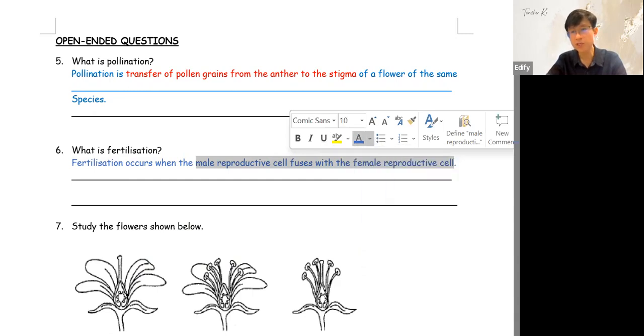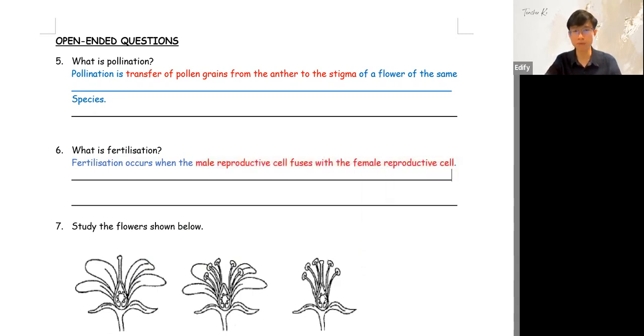Now, is this referring to fertilization in plants, or is it referring to fertilization in animals? It doesn't matter because both are the same, right? So when we talk about fertilization, it means the male reproductive cell must fuse with the female reproductive cell. Okay, so these are the keywords.